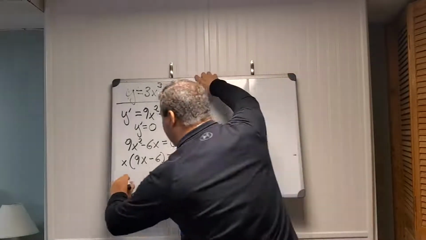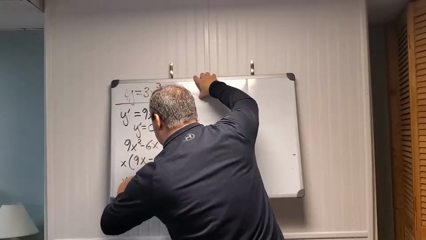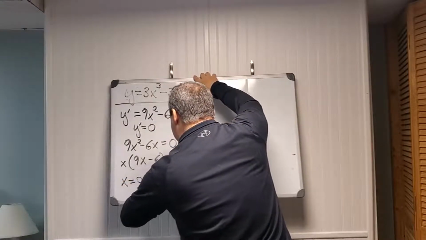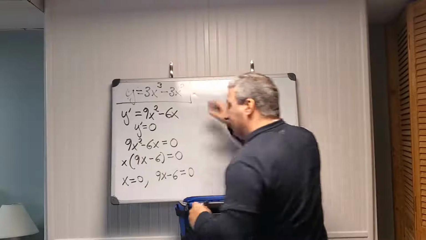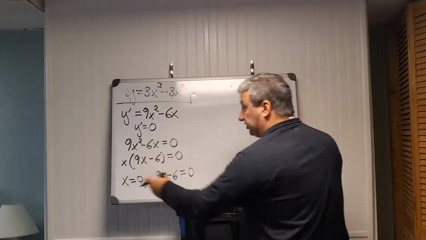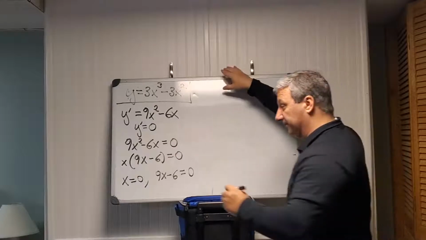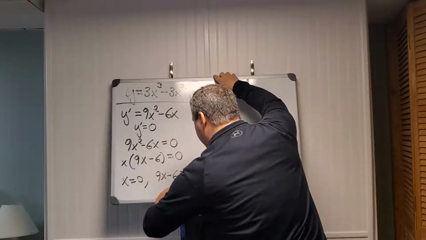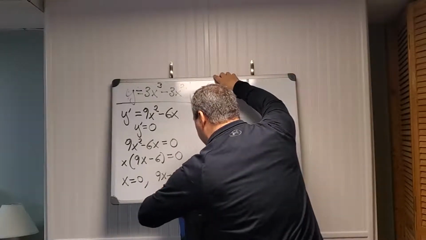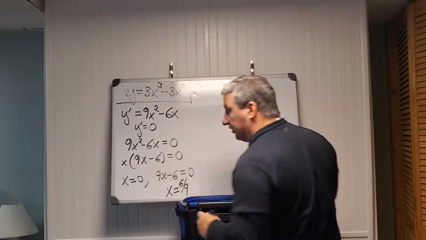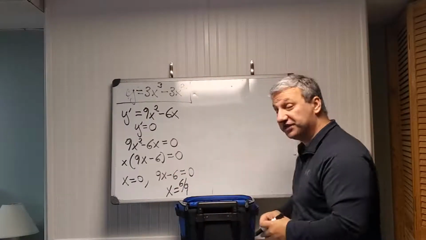Because what we're going to do is set each of these to 0 now. And upon setting each of these to 0, I can solve them. The x equals 0. I didn't want to forget that. That's a very important point to me. And the other one, add the 6, divide the 9. That's what I get, 6 over 9, which, yes, I know can be reduced to 2/3. We'll leave it as 6/9 for now.